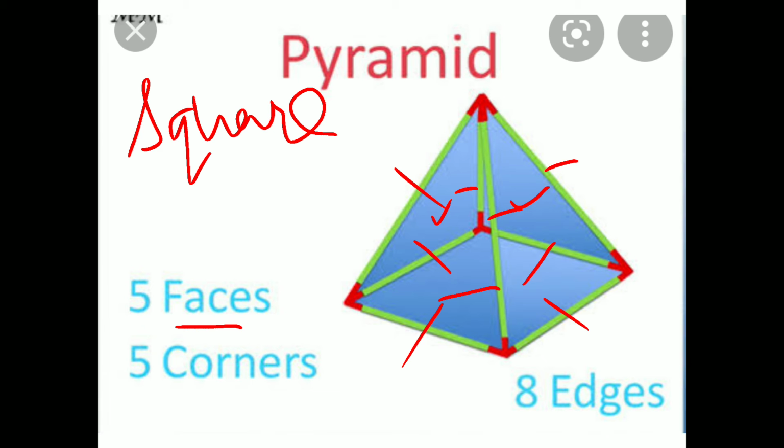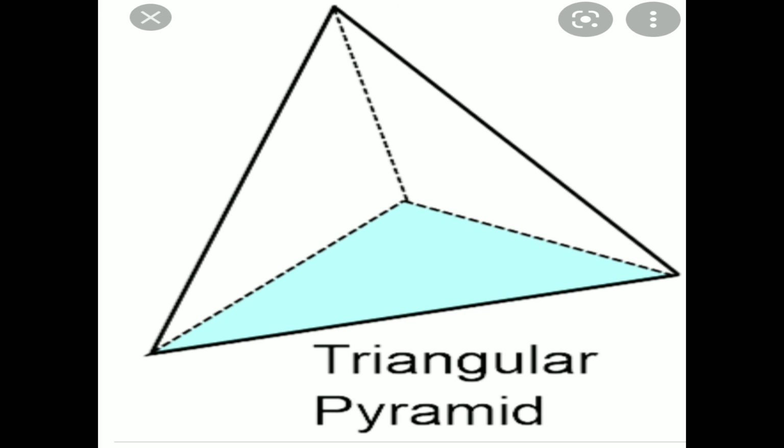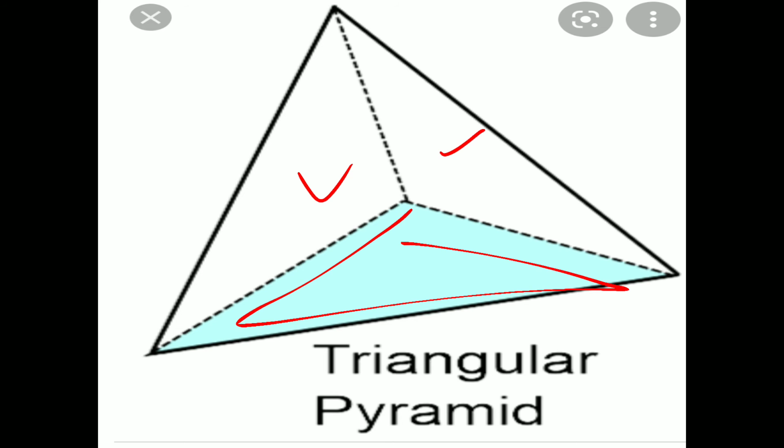Clear? Now students, we will talk about triangular pyramid. Why do we call it a triangular pyramid? Because its base is of triangular shape. Clear? In a triangular pyramid, students, how many faces are there? One is the down base, and one this one, this one, and one at the back side. So total faces are 4.